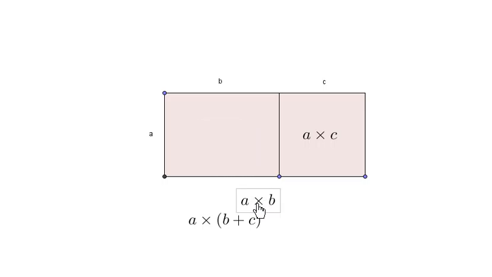area is a times b, and the other rectangle of sides a and c, and its area is a times c. Now the large area, of course, is the sum of the two areas, a times b plus a times c.